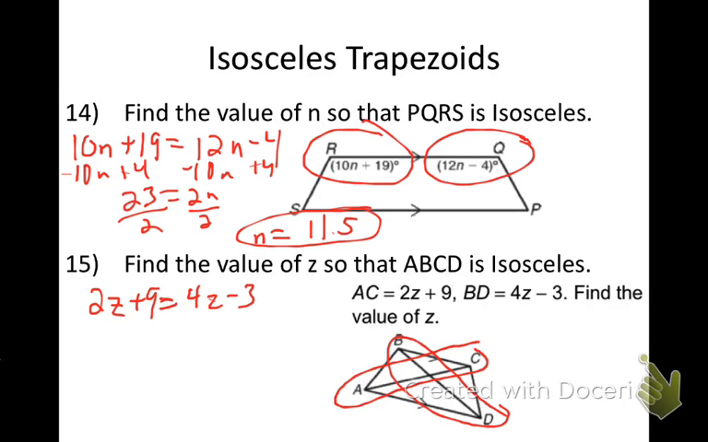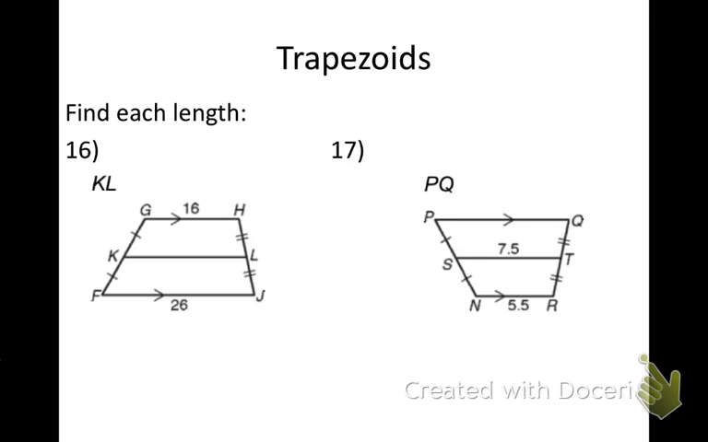Thanks, Johnny. What's the answer, Johnny? z equals 6. Good work. Wait, so for like number 1, we just have to find the value and plug it in now.